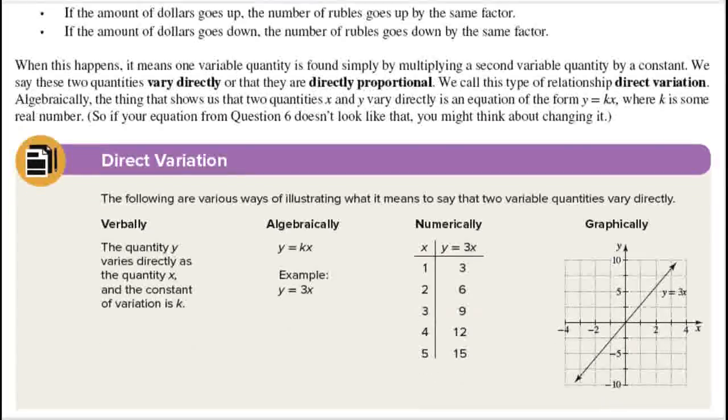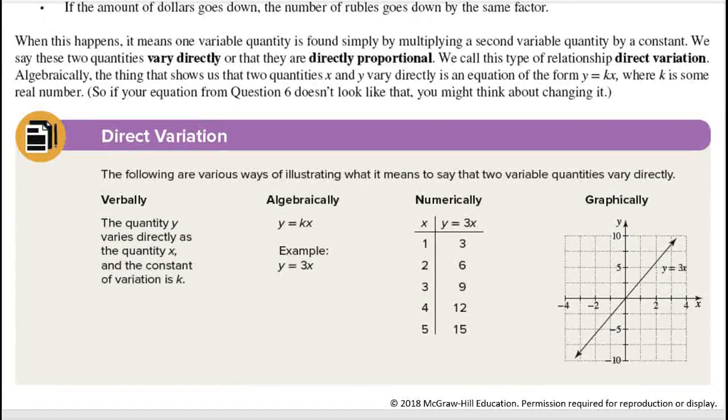And in the little summary here, you see what they're talking about. They're showing you algebraically, they're showing you in the table, and they're showing you on the graph what it looks like. And you'll see on the graph it goes through 0 because when they vary directly, the y-intercept is actually 0. So in direct variation, the line goes through the origin, and then it's a straight line.